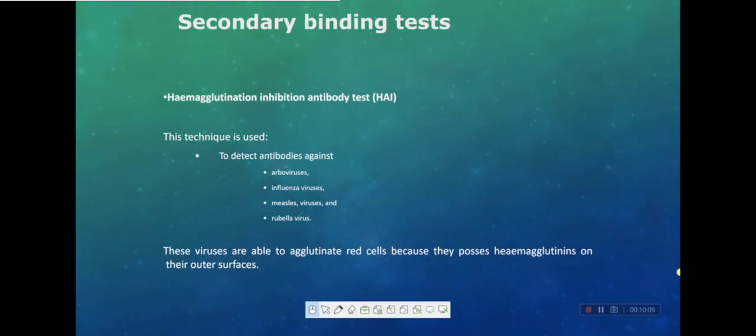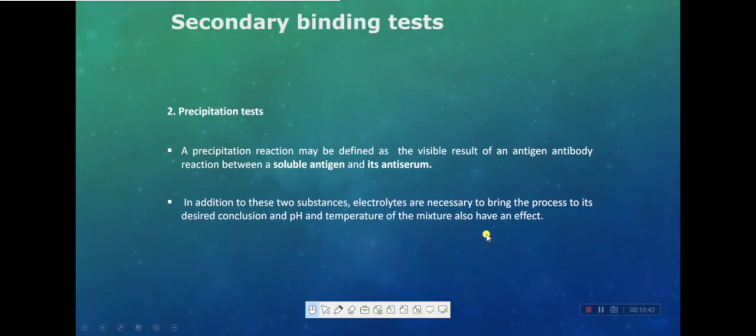So what happens in this hemagglutination inhibition antibody test? The patient's serum is reacted with the suspension of known viral antigen. If the corresponding antibody is present, it will coat the hemagglutinins on the viral particles, and it will prevent hemagglutination when red cells are added to it. Controls are usually used with it to show the agglutinating activity of the antigen and the absence of hemagglutination by the serum.